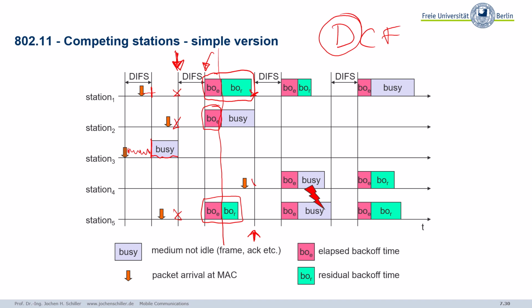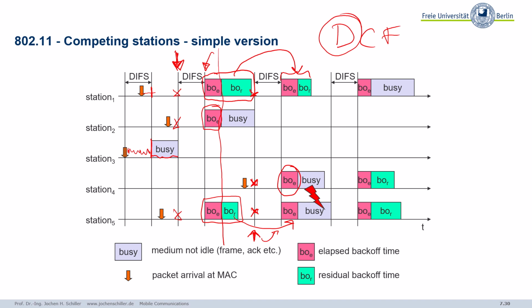and then, oh, there's a new station. Station 4 is also waiting. Station 5 is waiting. Now they all have to wait for their DIFS. Station 4 has to pick a new random value, so that's a new one. Station 1 takes over the residual random time, as well as station 5. So 1 and 5 take their old stored residual backoff time as the new backoff time, and station 4 has to pick a new one.